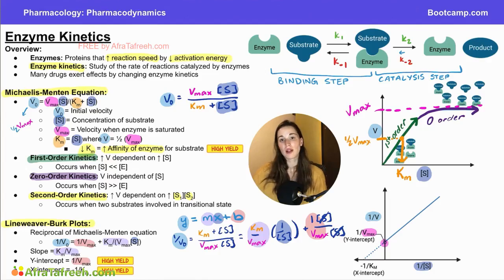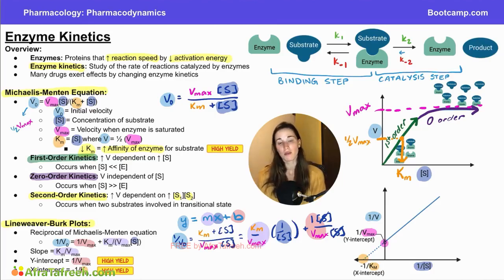And then the x-intercept is going to tell you the Michaelis-Menten constant. So the x-intercept will be -1 over the Km. So if you can find the x-intercept, all you need to do is take the reciprocal and multiply by -1 in order to get the Michaelis-Menten constant. You can see how that works out mathematically by substituting 0 in for 1 over v naught in the equation, and then solving for 1 over the concentration of the substrate.